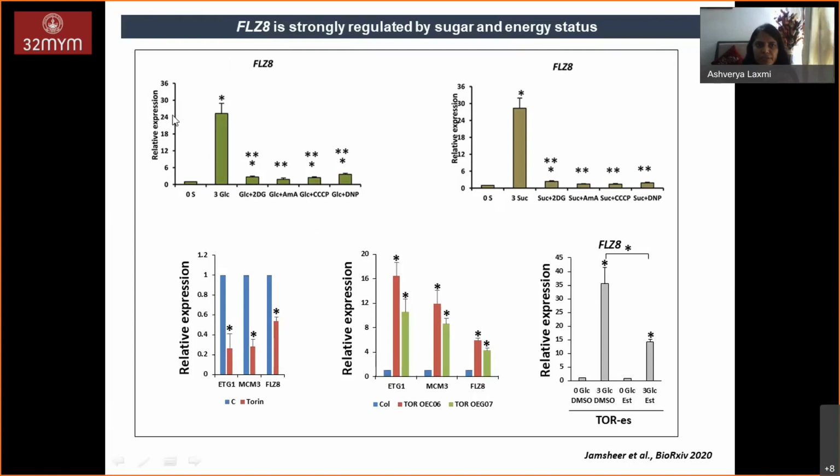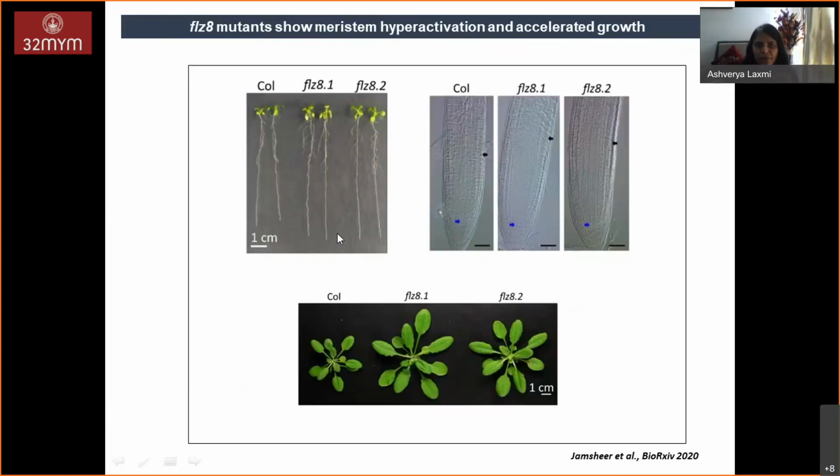This gene was dramatically induced in the presence of glucose, as opposed to 6 and 10, which were downregulated in the presence of glucose. And as opposed to FLZ6 and 10, this gene was dependent on TOR signaling for its induction, because in the mutant, this induction with glucose was lost. If we looked at the phenotype, as opposed to 6 and 10, these mutants showed a very good growth phenotype, wherein they could grow very well as compared to the wild type plant, and they accumulated more biomass.